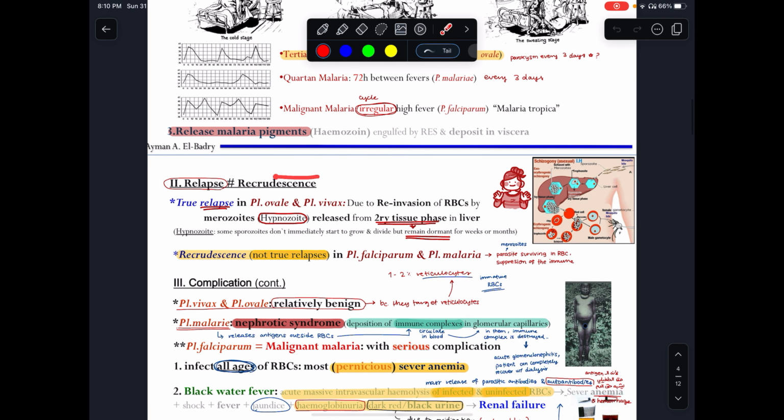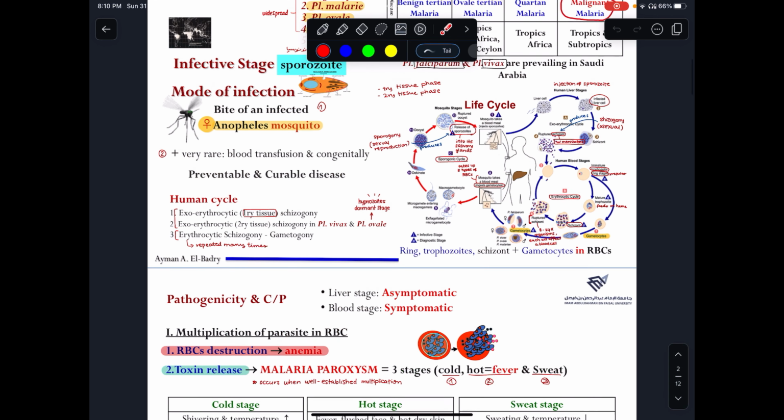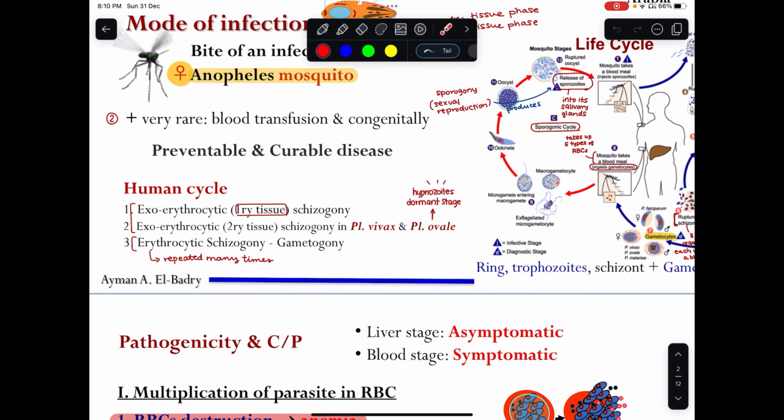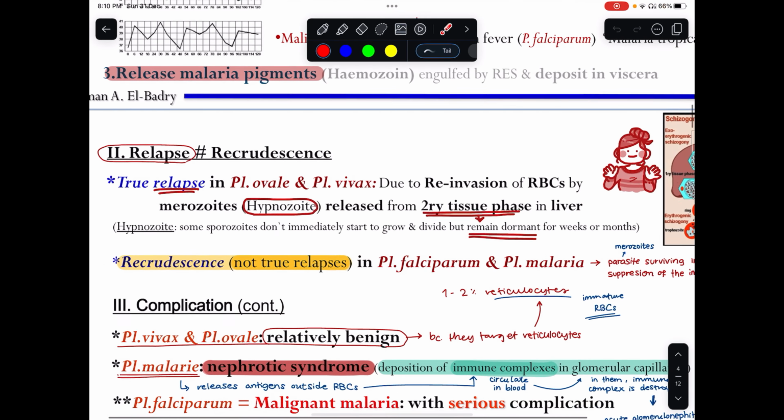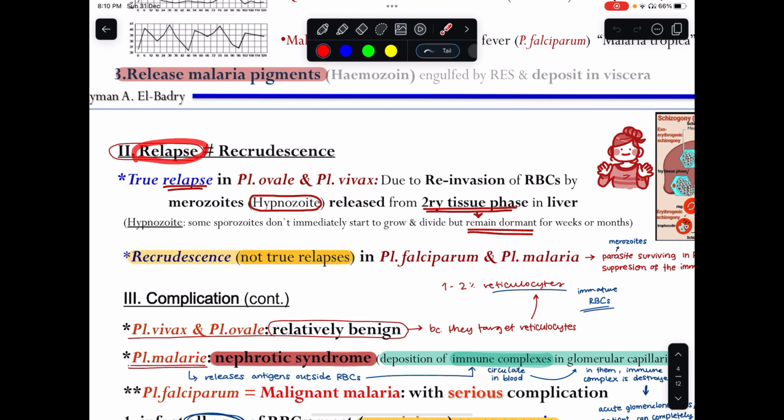Okay, so we said that these occur in the symptomatic state, which is the blood stage, but we have this thing also that occurs. We said we have hypnozoites, and that hypnozoites are in Plasmodium vivax and Plasmodium ovale. Hypnozoites are a dormant state. That means we can expect them to relapse.